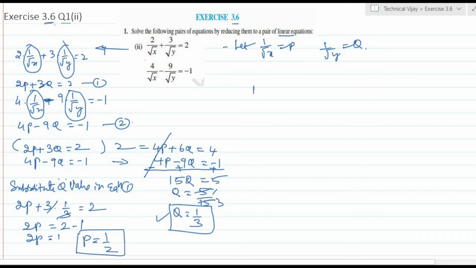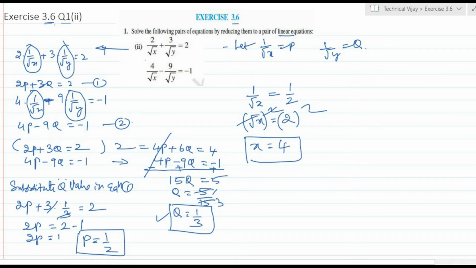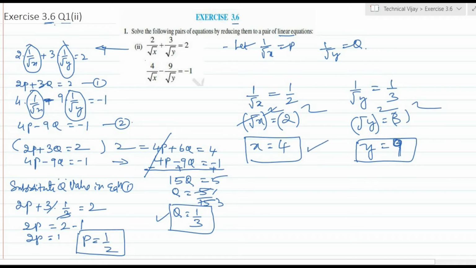So now see 1 by root x, what we have assumed, this is equal to p we have assumed. Okay, so p is equal to 1 by 2. We will substitute here 1 by 2. So here cross multiplication, root x is equal to 2. Okay, then squaring both sides here. So root and square get cancelled. So x is equal to 4. 2 square will be 4. In the same way, 1 by root y is equal to q, means 1 by 3. So root y is equal to 3. And squaring both sides, y is equal to 3 square, means this is 9. Okay. So x is equal to 4, y is equal to 9.